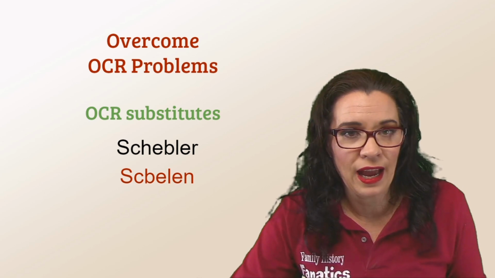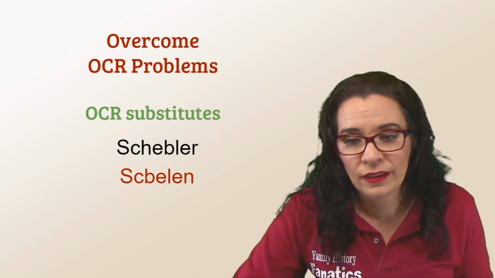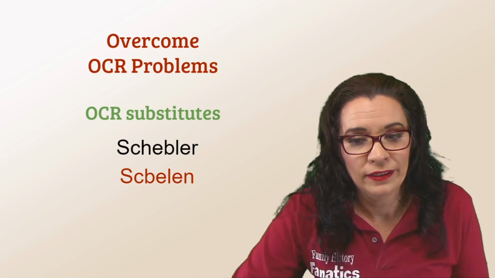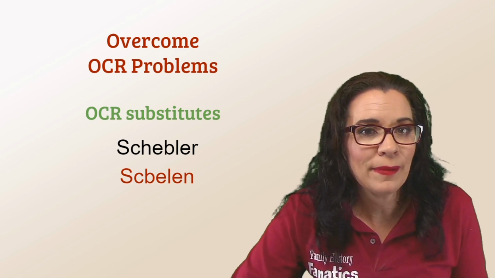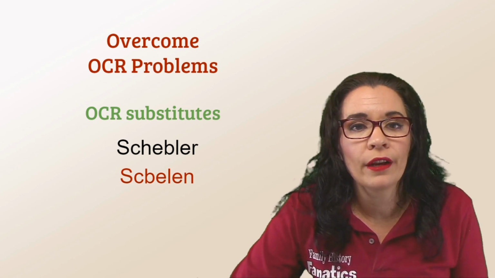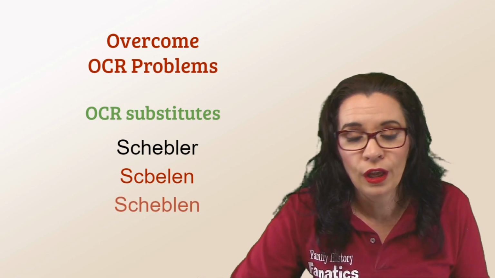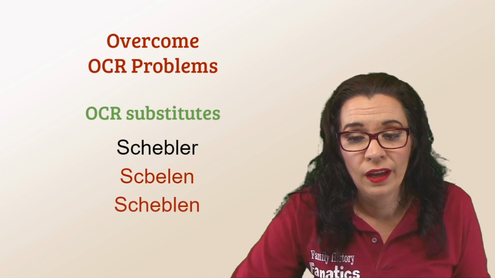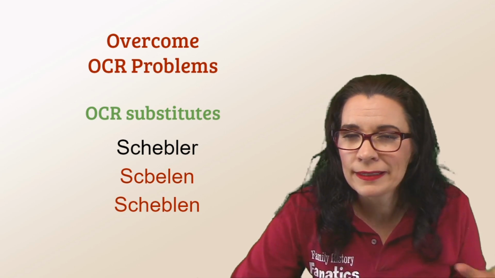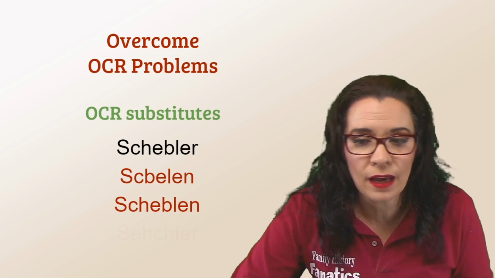Now, I don't even know how to say that name. The first one looks like Shibler. This one looks like Skiblin, maybe? But to the OCR, it looks the same. So try the different substitutes. You may try this one, Shiblin. It's very similar to Shibler, but the R got messed up.